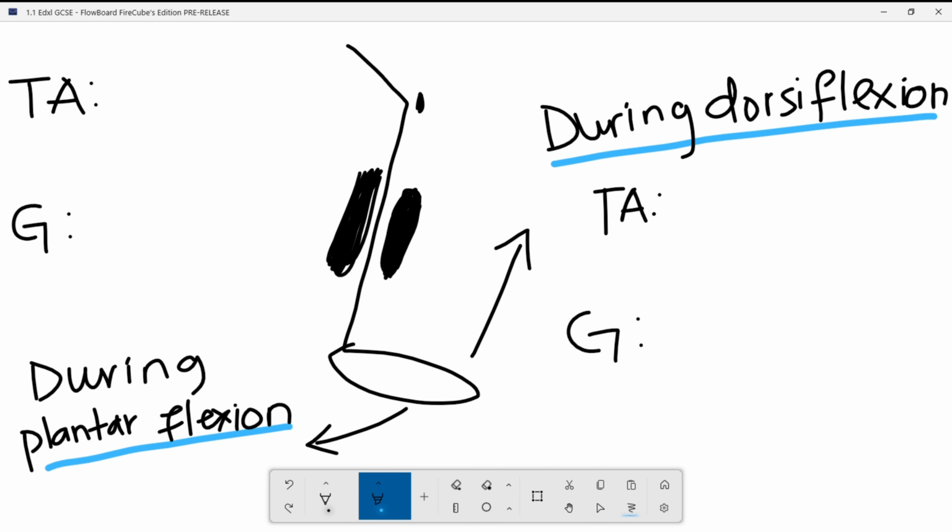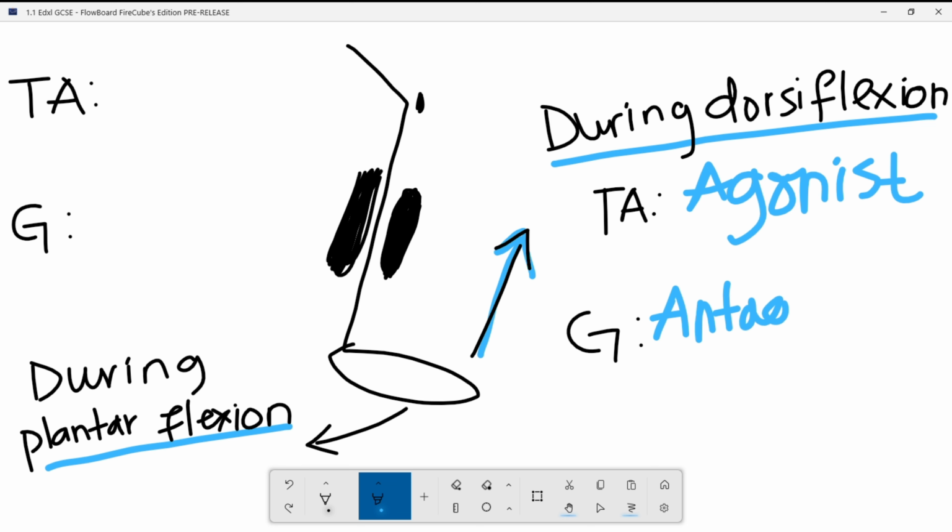So this is our first antagonistic muscle pair, and this is between the tibialis anterior and the gastrocnemius. So TA stands for tibialis anterior, G stands for gastrocnemius. During dorsiflexion, which is when your foot comes upwards, the tibialis anterior will contract. Therefore, it's the agonist, because the muscle that contracts is the agonist. Meanwhile, the gastrocnemius will relax to allow this movement to happen. So the gastrocnemius would be the antagonist.